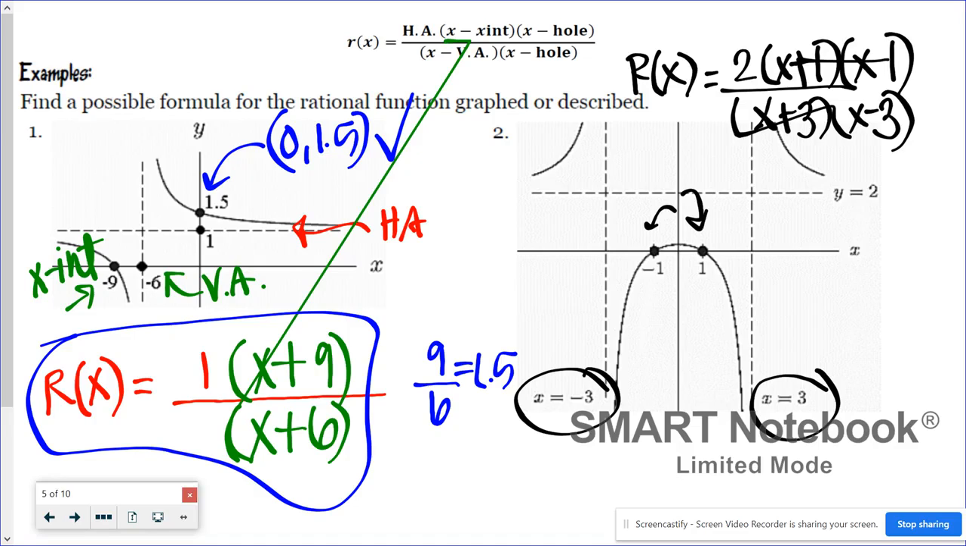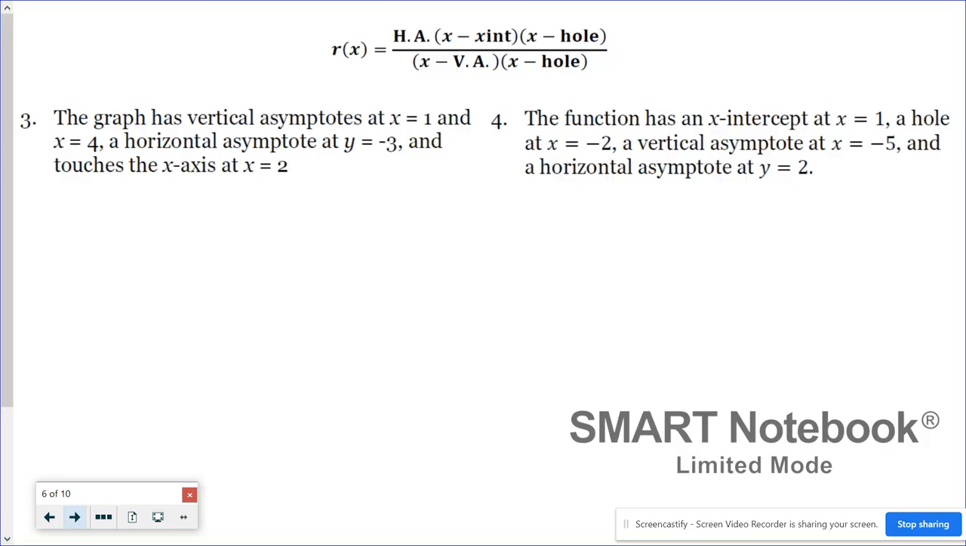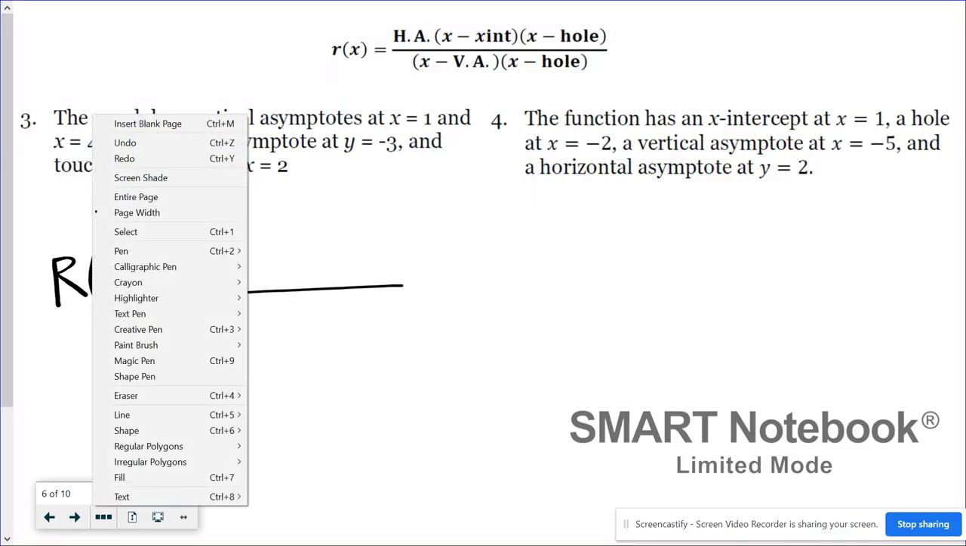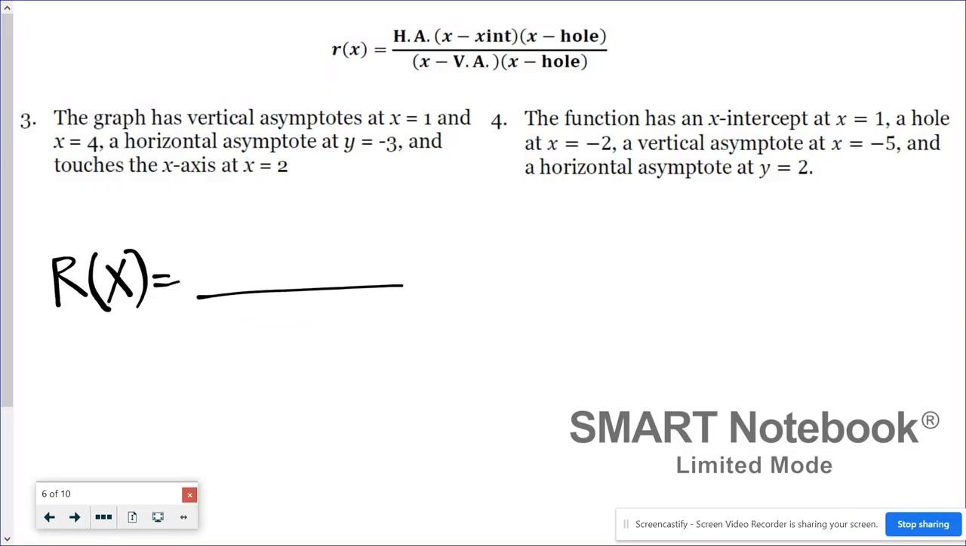Why not, right? In problems 3 and 4, they verbally describe the function to us. We're just going to do the same thing. And honestly, as we read it, we can write down the factor in the proper location. So this problem starts off with vertical asymptotes. So we're talking factors of the denominator.